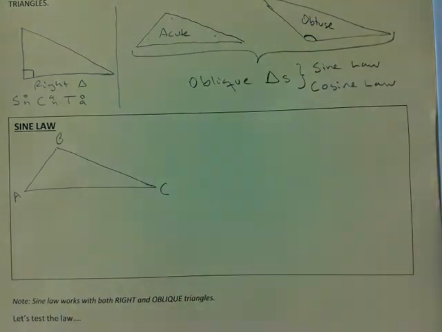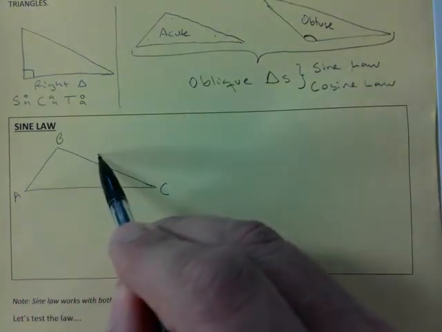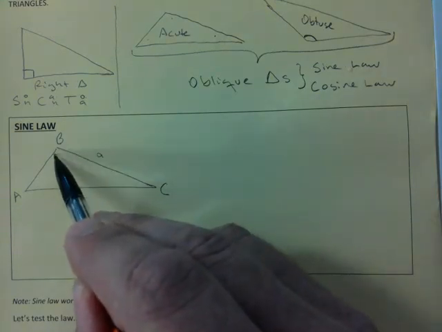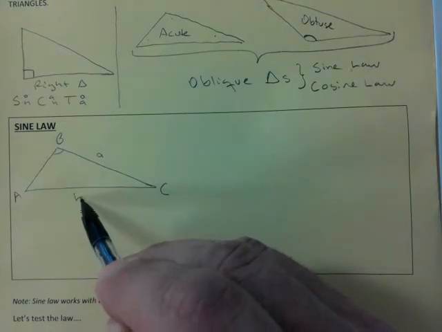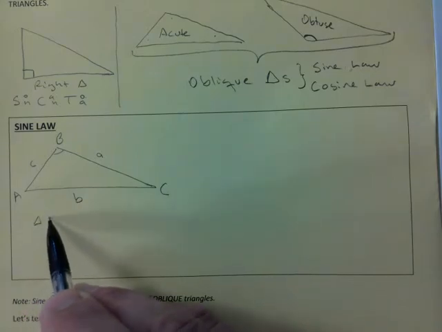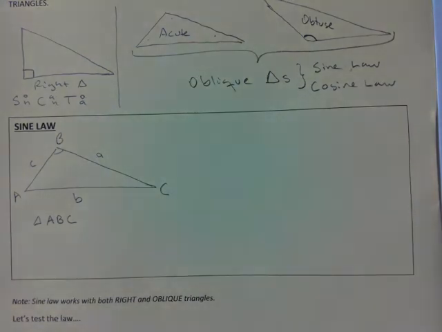The angles are labeled with capitals, and therefore the side lengths: if this is capital A, we call the side across from it lowercase a. Capital B, that's the angle we're referring to, has a side of lowercase b across from it, and so forth. That's how you label your triangle. Okay? So we would refer to this as triangle ABC. So if I ask you to draw and label, that's how you would do it.